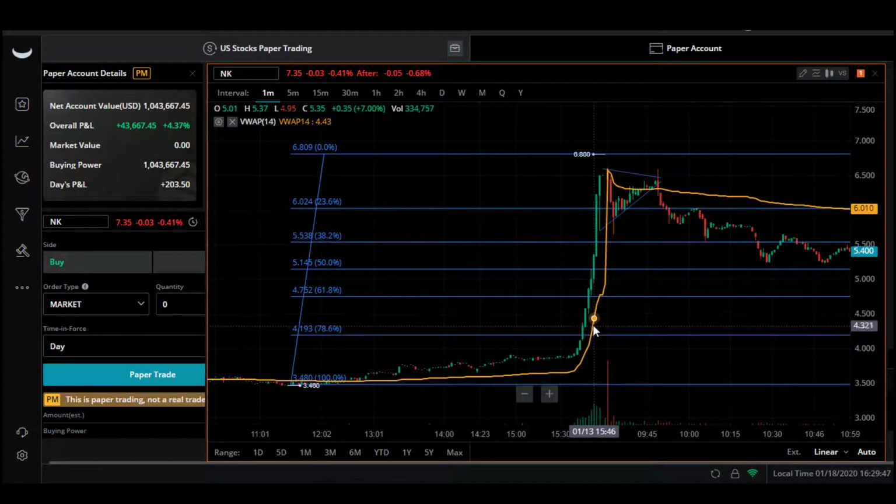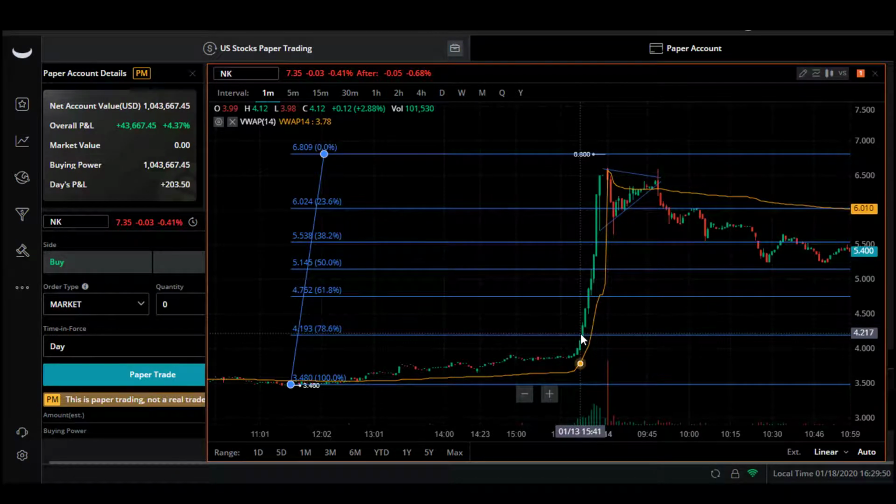So you could have gotten in here or here at this line, but I usually wait until it breaks it, and that's when you also look at the volume. These are the volume bars, and you could come out here if you want to be safe, or here, or here, or here. But this is dependent on the news of the stock, the volume of traders within that stock, the average trading range, as well as how sure you are that this stock is going to go higher.